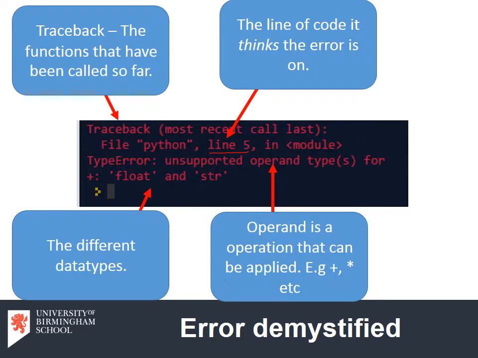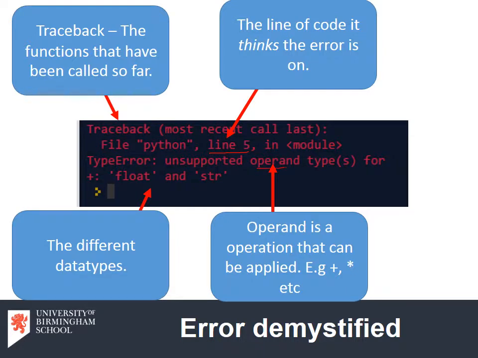Now, one warning. That may not be the exact line number the error is. Sometimes it might be on the line before, or it might be before you got to that point. So you do need to look around that line, not only at that line. It then tells you the type error.